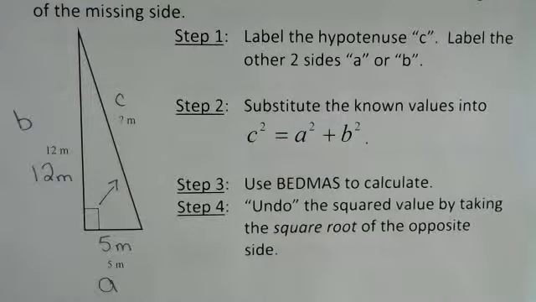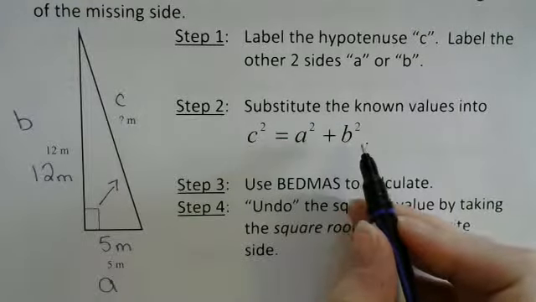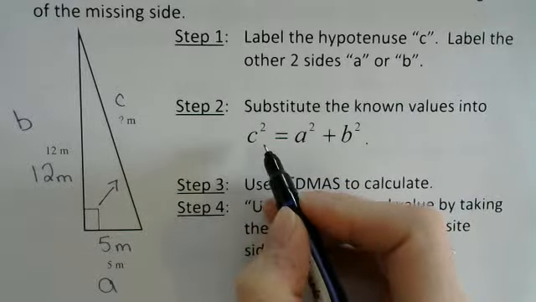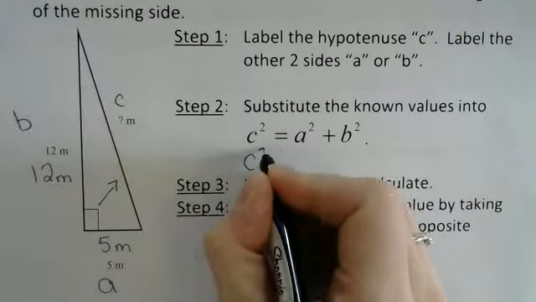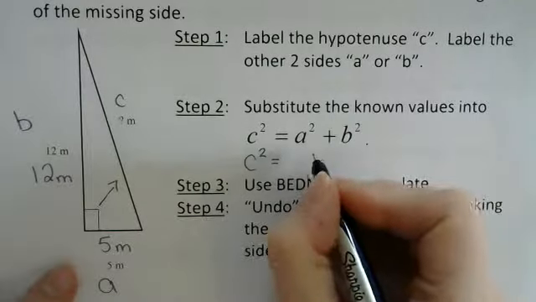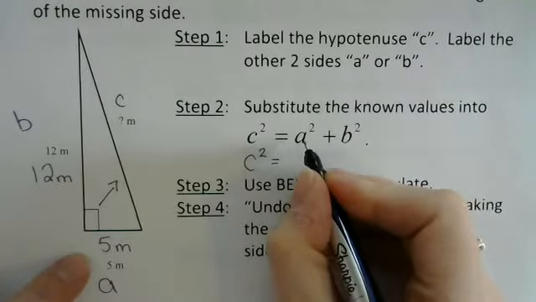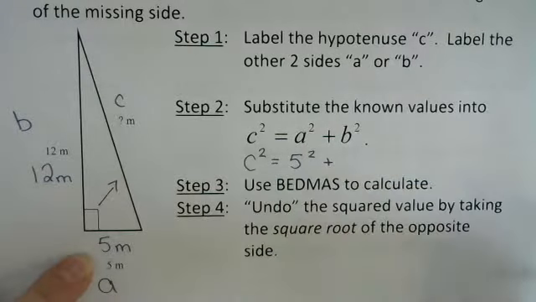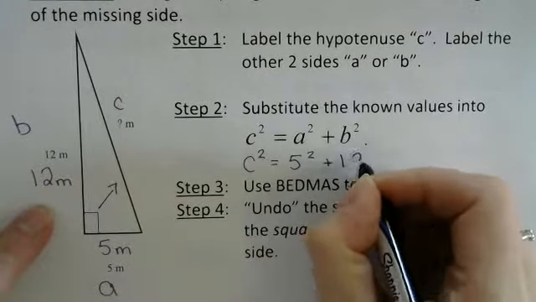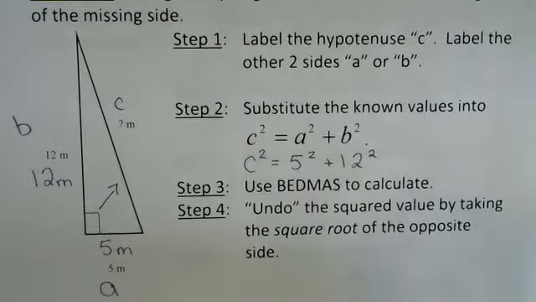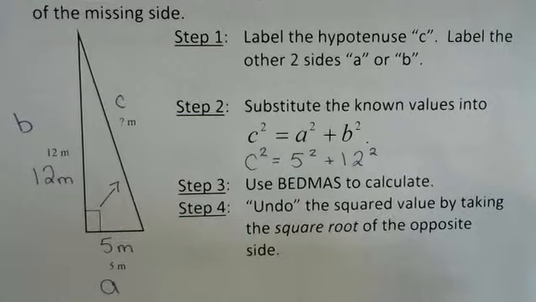Now that we have that part done, we can substitute these values into our Pythagorean theorem. The one on the side of the equal sign all by itself is always the hypotenuse. We don't know what the hypotenuse is, so we just call it C. We know that A is 5 meters. It's going to be 5 squared plus 12 squared. So now we need to use BEDMAS to calculate this.